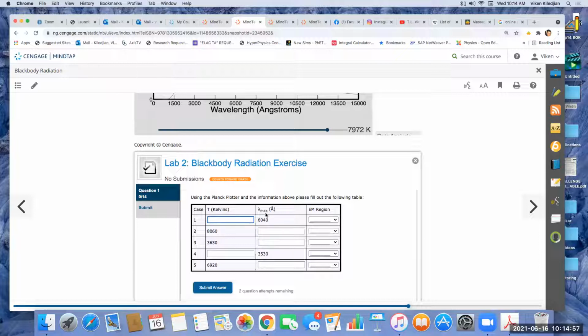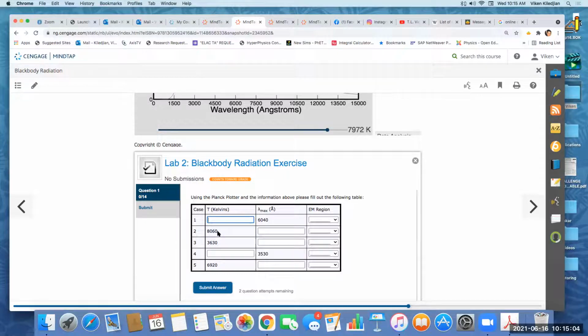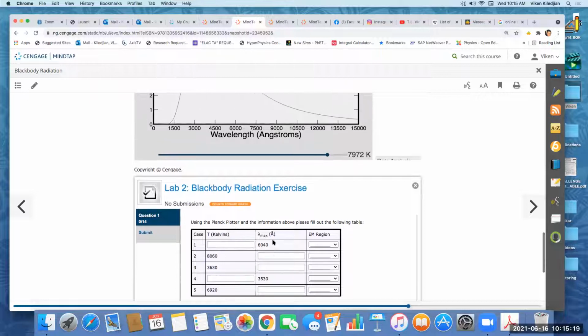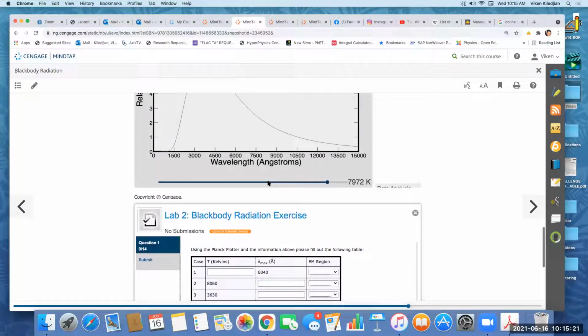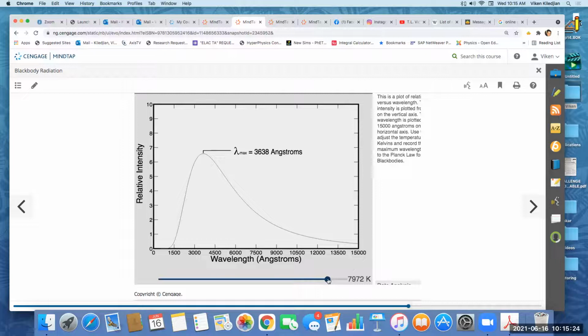This is 6,000 angstrom. So they want you to find a star whose peak wavelength is 6,000. And then another one, this time the opposite. They're saying set the temperature to 8,000. What is its peak wavelength? So let's say if you want to do this, for example, 6,040, you would essentially just move this until you reach 6,040, right? So it's pretty easy. It's not too bad.